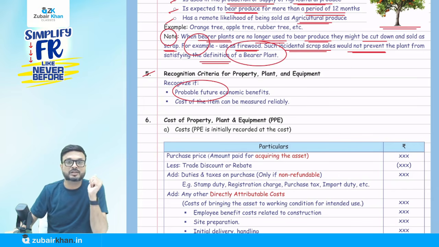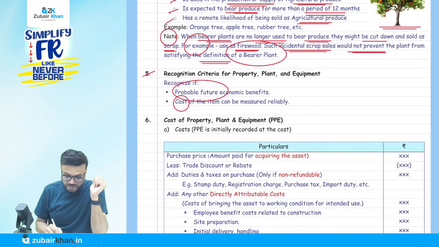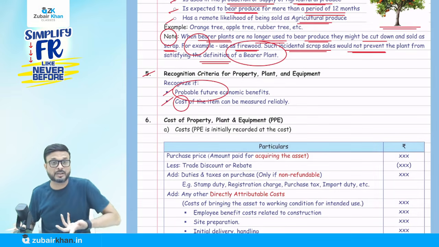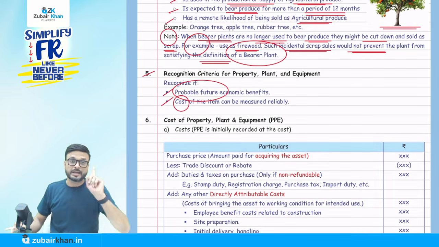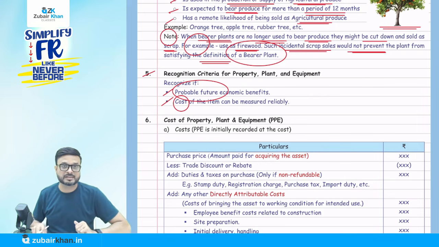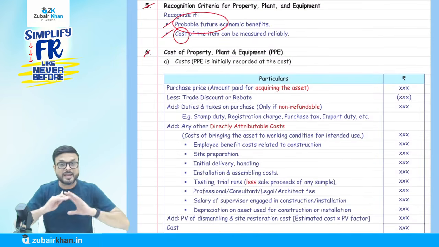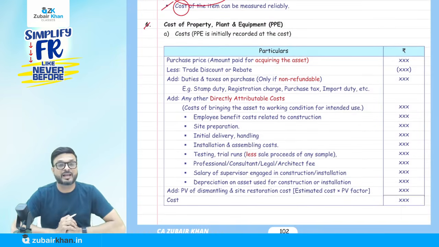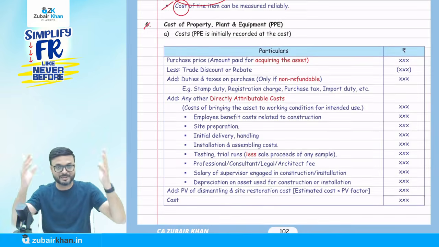So the second condition is that the cost of the item can be measured reliably, and only then can we recognize it in the books of account. Now the question is, what do you mean by cost? To make it simple for you, this book will help you. Just remember this table.